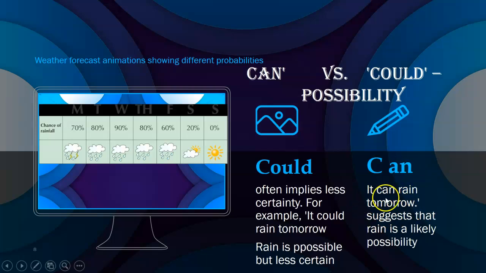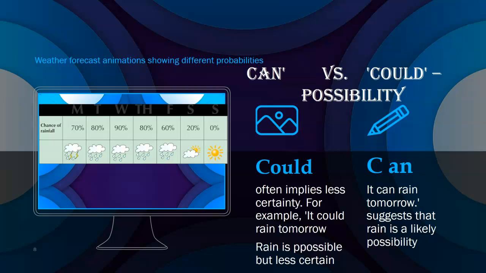If we say, as an example of can, "it can rain tomorrow," it means that rain is a likely possibility. It means something that can happen. It has the possibility, like 90% chances. But if we say "it could rain tomorrow," that means the rain is possible but has fewer chances. So basically, we use can to tell something that is more possible.